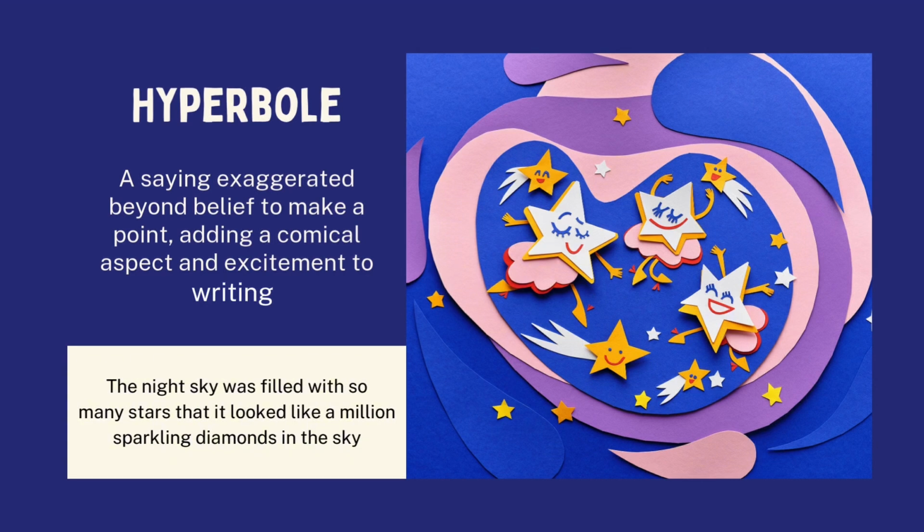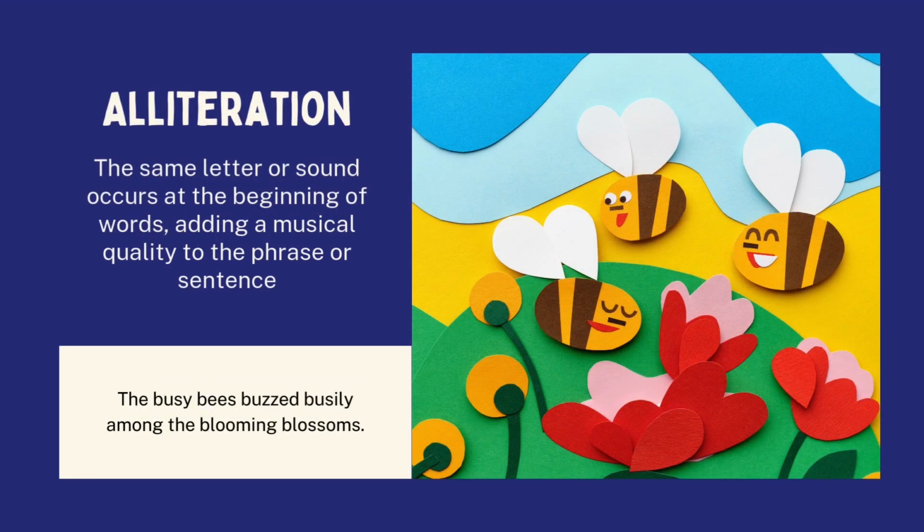Next, we have good old hyperbole, which is something that we use on a regular basis. Hyperboles are an exaggerated saying beyond belief to make a point, adding a comical aspect and excitement to writing. A good one that we all use is, oh, I'm so hungry I can eat a cow. Or even like the new TikTok trend, I'm so hungry I can eat a dog. The example that's used here is the night sky was filled with so many stars it looked like 1,000,000 sparkling diamonds in the sky. It's almost humanly impossible to count 1,000,000 stars in the sky, so we see the exaggeration.